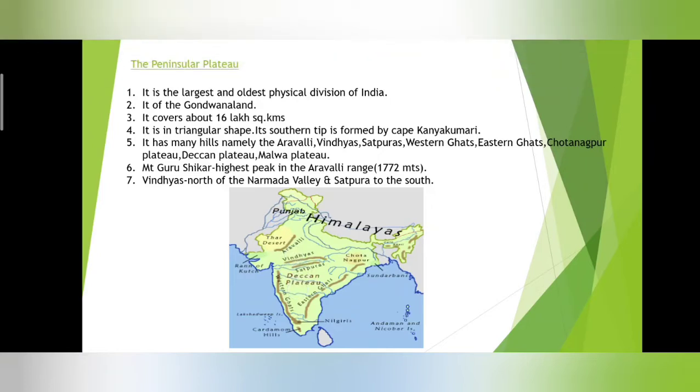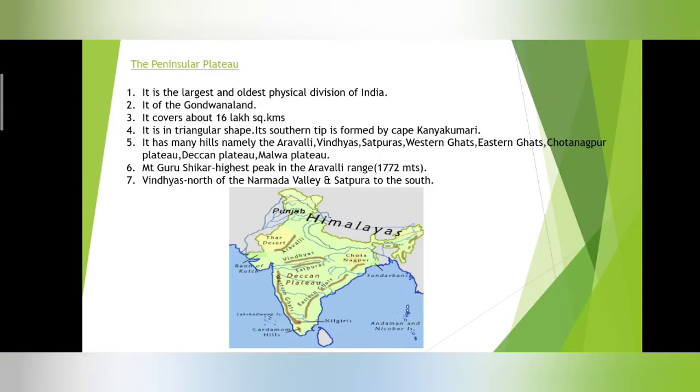In the Aravalis, there is the highest peak called Mount Guru Shikhar. Mount Guru Shikhar is the highest peak in the Aravali ranges. See, the height is about 1772 meters. Okay. Then we have the Vindhyas to the north.